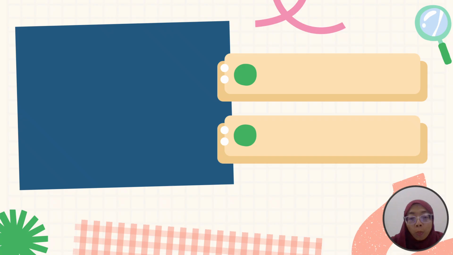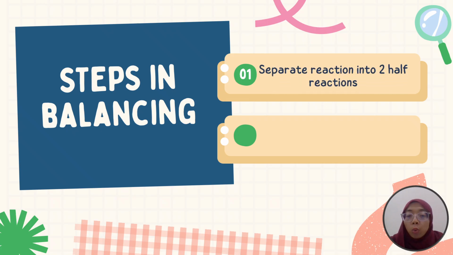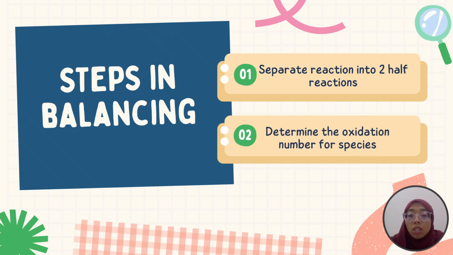Okay, now we move on to the steps in balancing redox reaction. The first step is to separate the reaction into two half reactions, which means separating the reaction into oxidation reaction and reduction reaction. And then for step number 2, determine the oxidation number for each species.